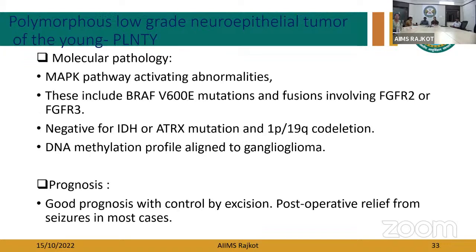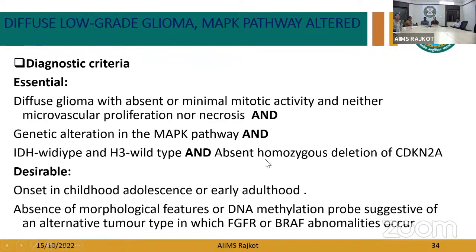Next. Molecular pathology shows MAPK pathway alteration, which includes BRAF V600E mutation and fusions involving FGFR2 and FGFR3. However, it is negative for IDH, ATRX, or 1p19q co-deletion. Prognosis of this tumor is very good with CNS WHO grade 1. Next tumor, diffuse low-grade glioma, MAPK pathway altered. This is the fourth and last tumor of this category.